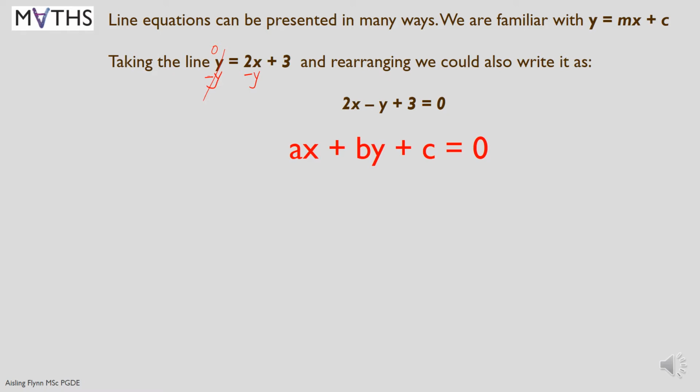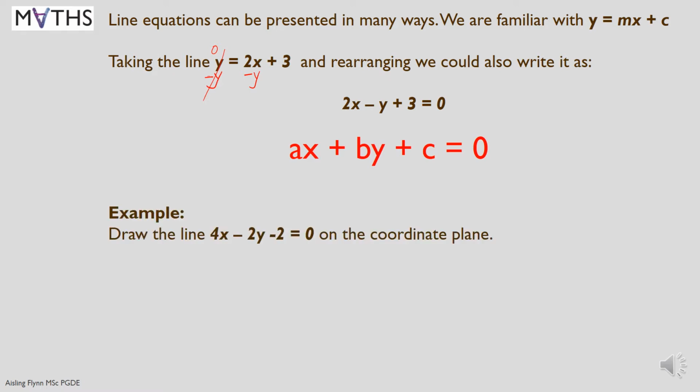Okay, so let's work with this form for a little bit. So here's an example question. Draw the line 4x minus 2y minus 2 equal to 0 on the coordinate plane. Okay, so it's not so easy starting like this as it is y equals mx plus c. You can't see things immediately. We're going to use it to find some points.